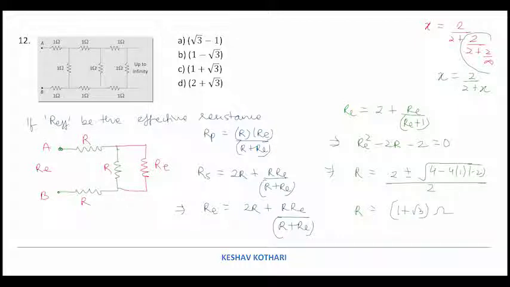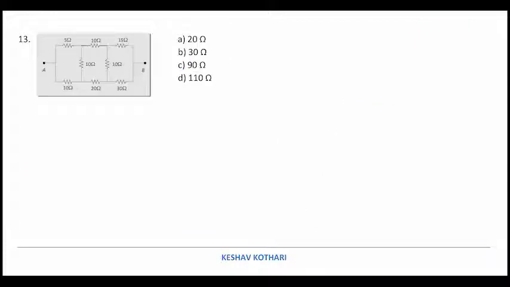So for this particular problem, 1 plus root 3 is the correct alternative. The negative answer is not possible, that is why we cannot put it as 1 minus root 3. So the value of effective resistance is going to be 1 plus root 3. Let us move to next problem.